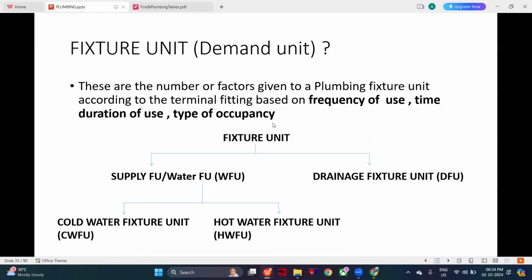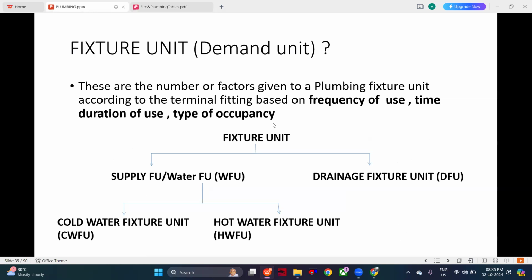Now the fixture unit is again divided into two types: supply fixture unit and drainage fixture unit. That means fixtures have drainage and supply. Some units have only supply, some have only drainage, and some have both. And the supply water is again divided into two: cold water fixture unit and hot water fixture unit.